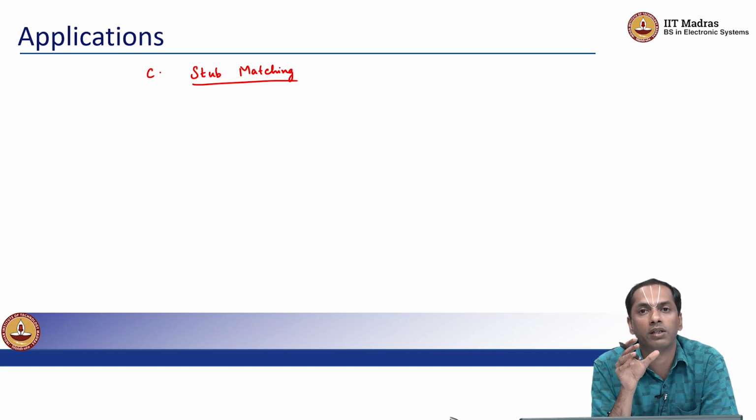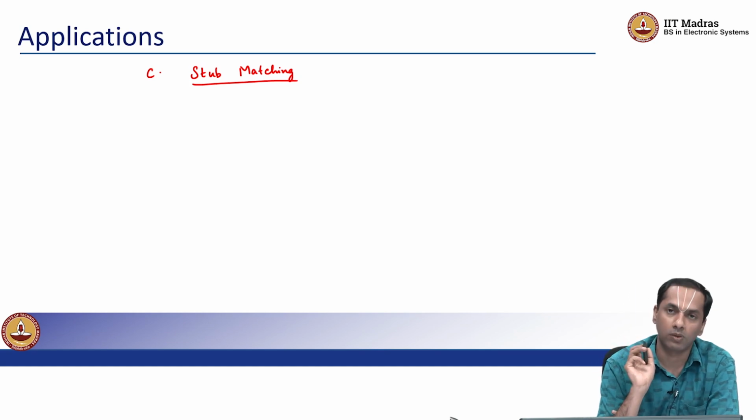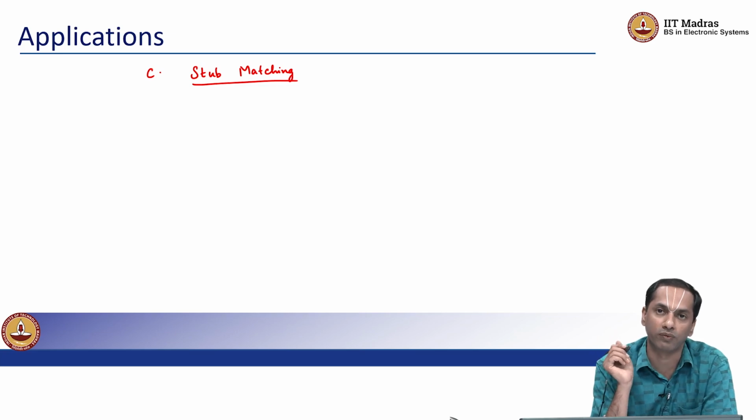So I'm going to tell you that you only have transmission lines of one particular characteristic impedance, but you can attach bits and bobs in any way you like or any form. But I would like you to somehow match the load to the characteristic impedance of the transmission line. So stub matching is the solution for that.